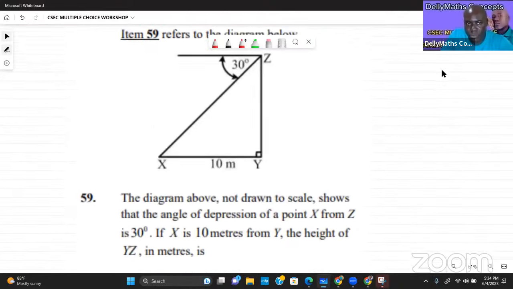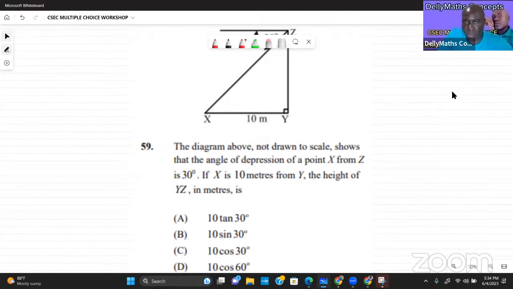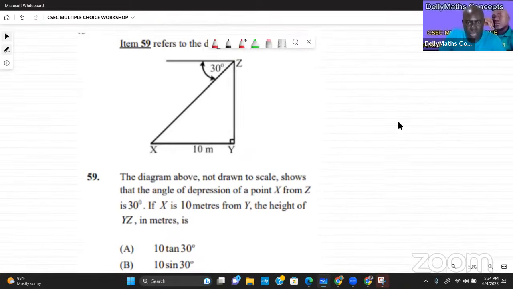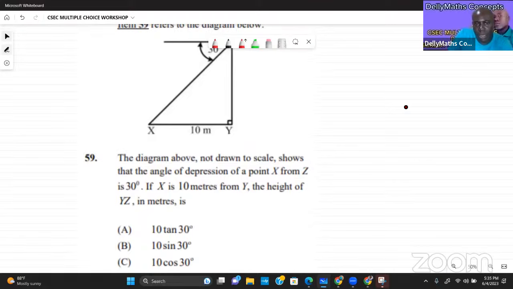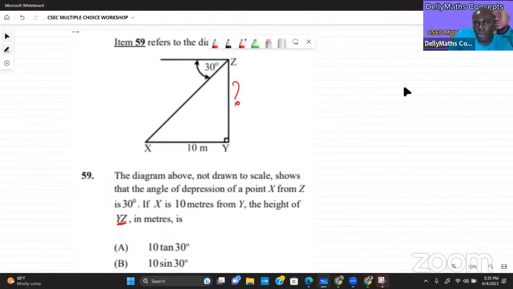59. All right, so let us look to see what's going on at 59. In the diagram, not drawn to scale, it shows an angle of depression, see the 30 degrees up there, and we have some measurements. So the question is the height of YZ, so we're talking about finding YZ here. If you want to find YZ, what do you do? Well, this angle up here is automatically this angle down here. So we're talking about using the opposite with the adjacent again, tangent.